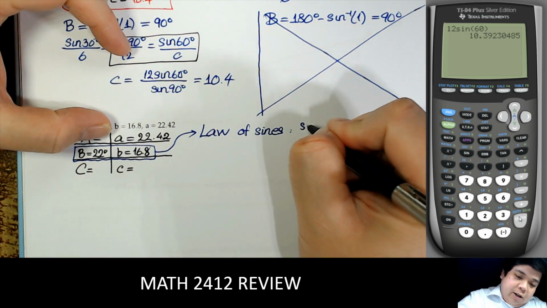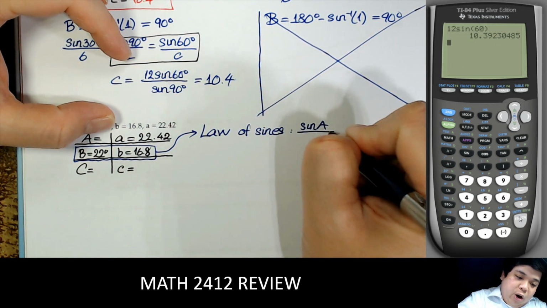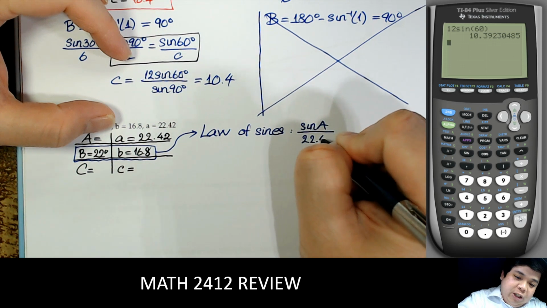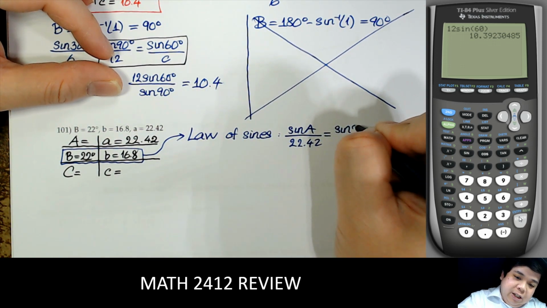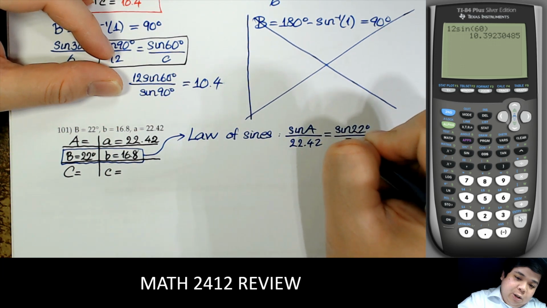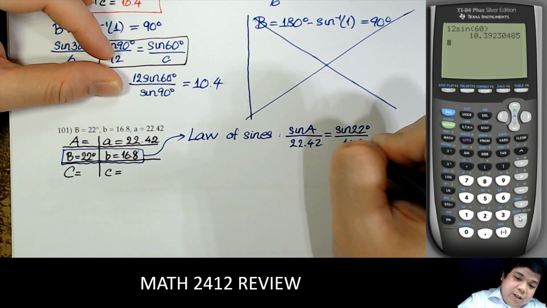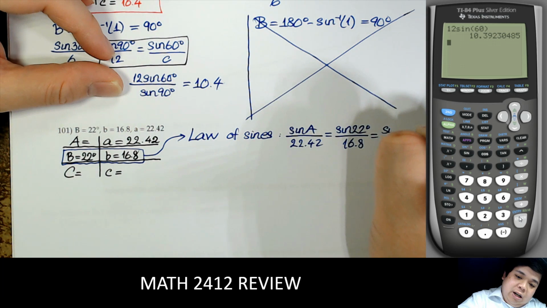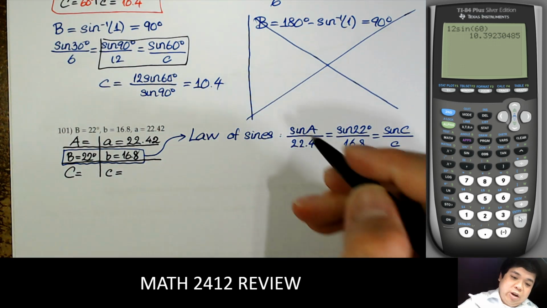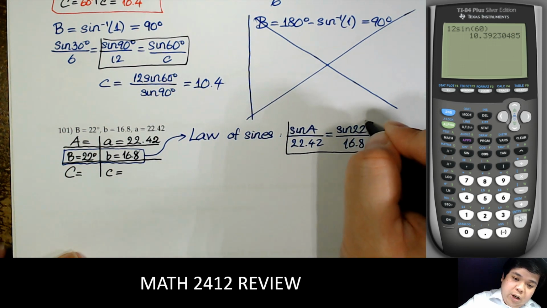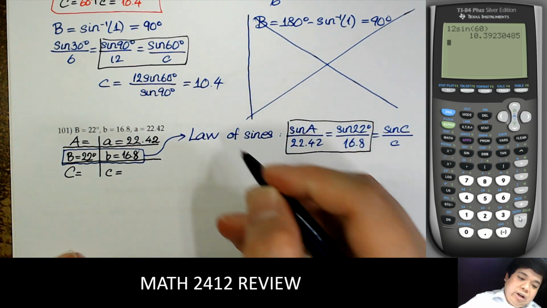So sine of A, which we don't know, over 22.42 is equal to sine of B over 16.8 and sine of big C over little c. We cannot use the last ratio, but the first two. When we cross multiply, we can find A.